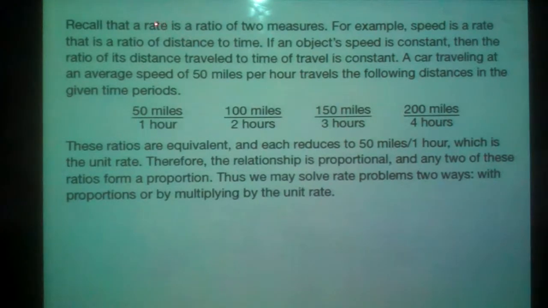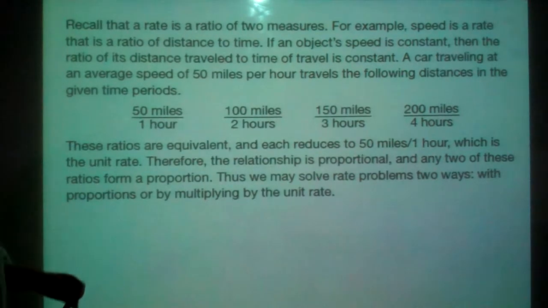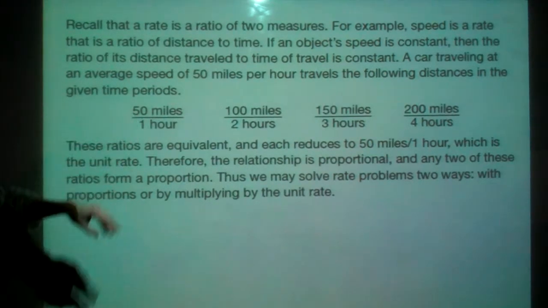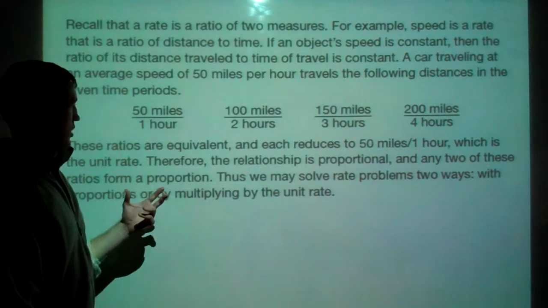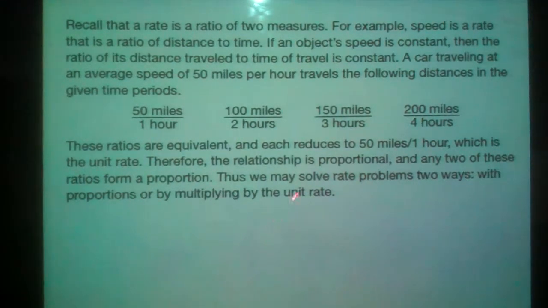So a rate is a ratio of two measures. For example, speed is a rate, a ratio of distance to time. Okay. So they give an example here of the average speed of 50 miles per hour. So 50 miles per hour means in 1 hour you're going to go 50 miles. Okay. If we keep up with that speed and we're constant with it, we're going to go 100 miles in 2 hours. And if we're still consistent with it, in 3 hours we'll get 150 miles, and in 4 hours we'll go 200 miles.